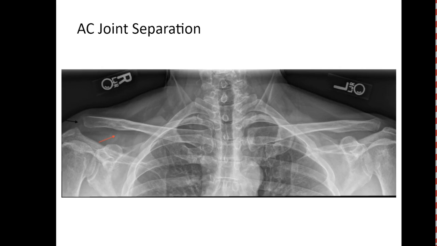Sometimes the separation can be very subtle, so using a weight will really help, again, put pressure on that joint to help the physicians visualize any potential separation. So we have the patient hold weights in their hands or put the weights around their wrists, again, to really put pressure on that joint. This is an elective exam at clinicals as well, so we don't see them very often, but every once in a while.